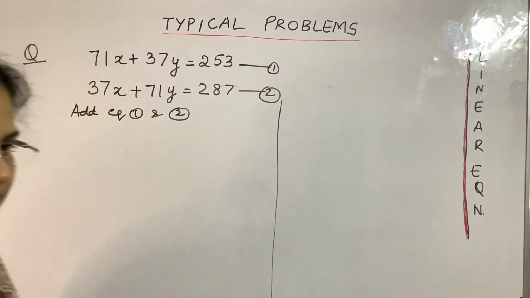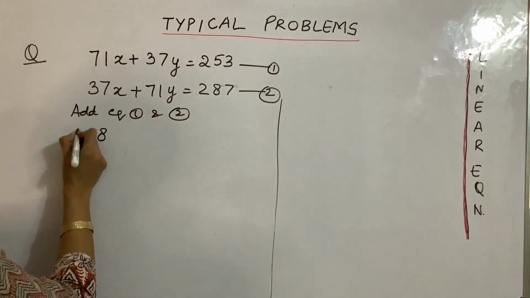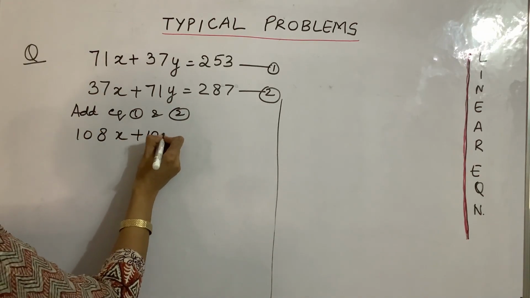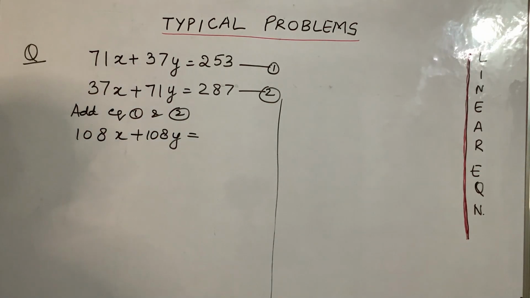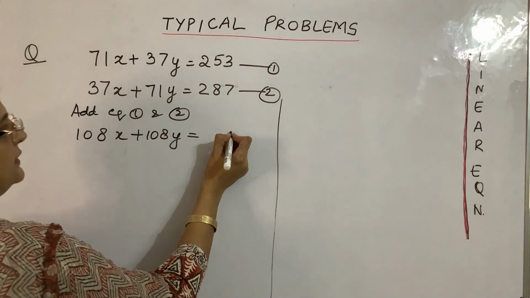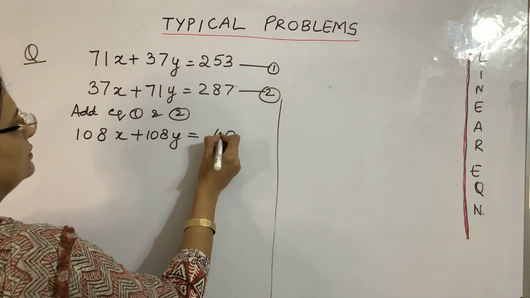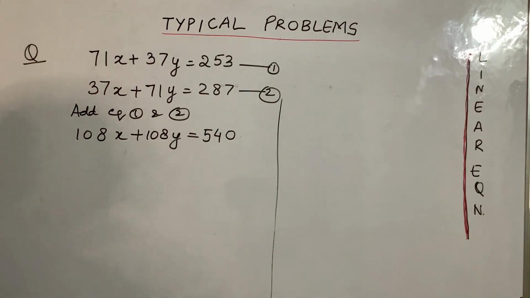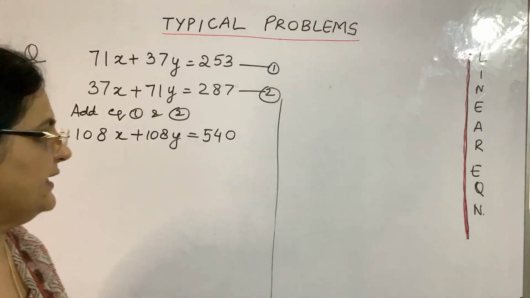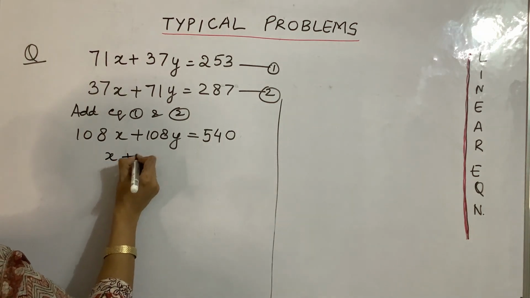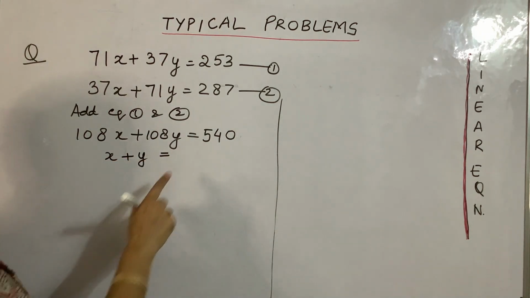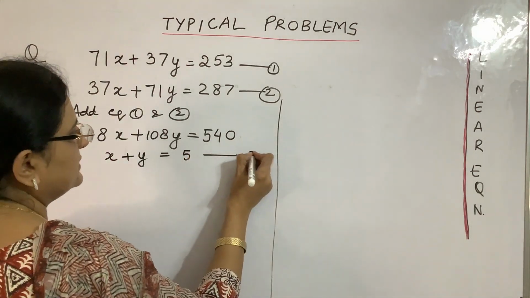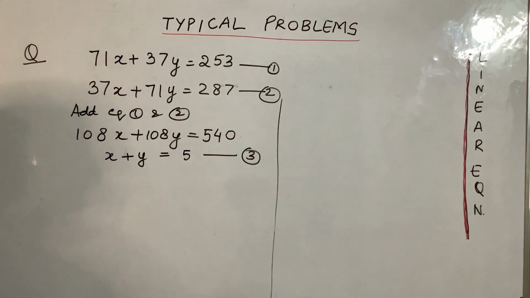Okay, now add both of them. When you add both of them, you get 108x plus 108y is equal to, when you add them, you get 540. Okay, so 108 is common. Divide the entire equation by 108. When you divide it, you get x plus y is equal to 5. Let me say this is the third equation.